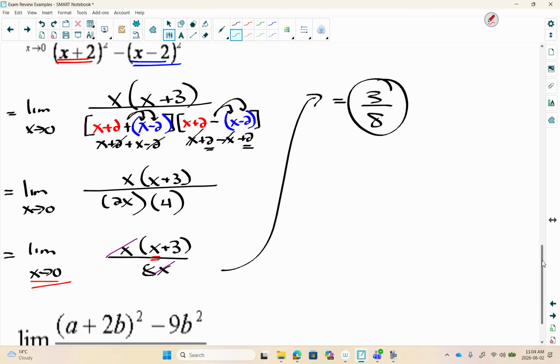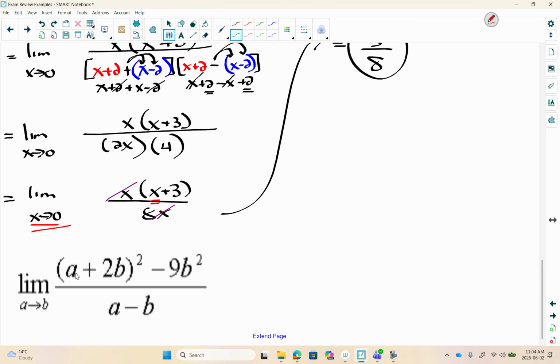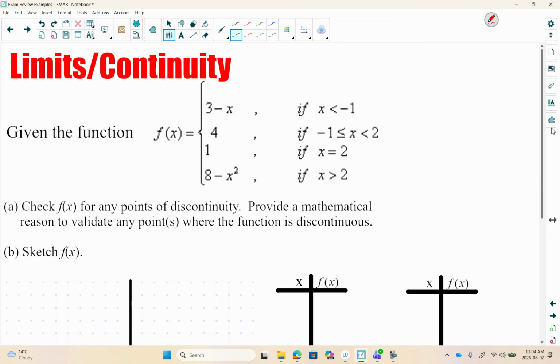I'll leave this one for you. Okay, you could do the same thing, the difference of squares on top, to get rid of an a minus b. But for the sake of saving time, you can try that one on your own. And we'll move to this next question. So flip over into your handout.